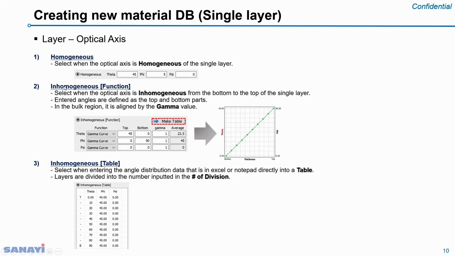Let's start with function. Function inputs the angle from the top to bottom, and the bulk region between them is set by the gamma values.